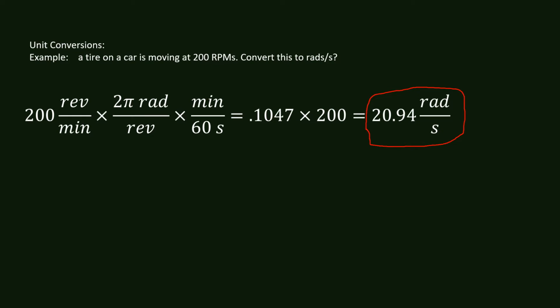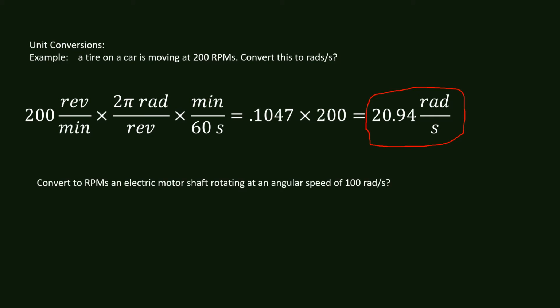It should be noted that when you have something like 200 revolutions or 500 revolutions, if you want to understand if you're going in the right direction when you make your conversions, rads are usually about 10% of revolutions per minute. So this is 20.9, so this is roughly 10% of 200 revolutions per minute.